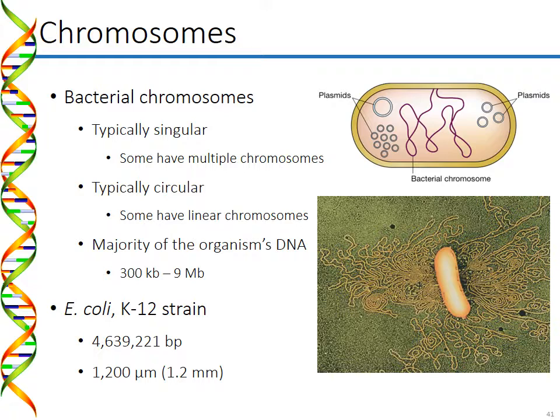And so, for example, in the bacteria E. coli, that particular chromosome is about 4.6 megabase pairs. That's million base pairs, and extends a length of about 1.2 millimeters.